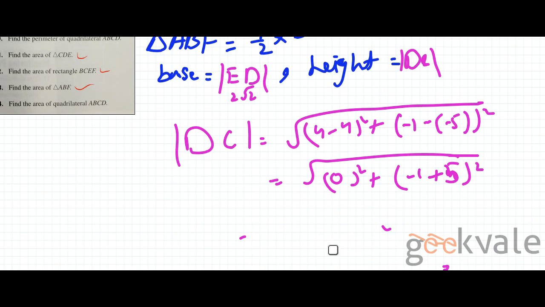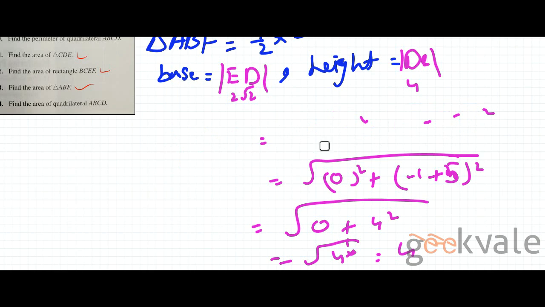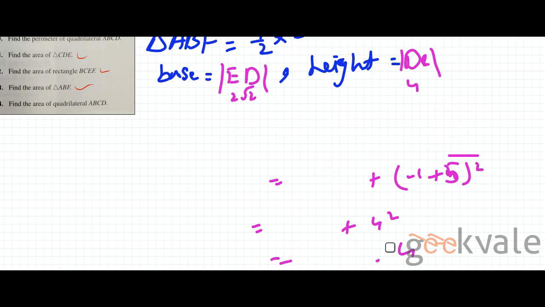and we will get 0 square will be 0 plus 4 square. Square and under root can cancel out with each other. 4 units for that. Now we can easily calculate the area of the triangle CDE as well from here.